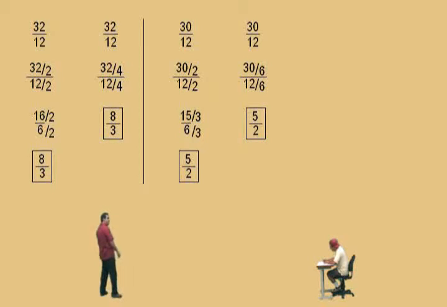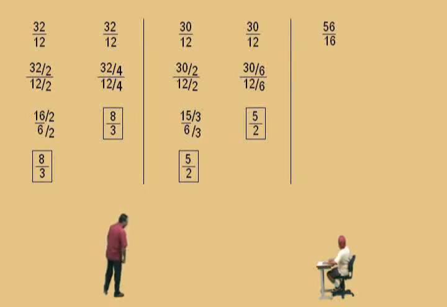Okay, let's do another one. Here we go, Charlie. 56 divided by 16. Don't get scared. This is a tough one. They're both even numbers, so again, we know we can divide by 2. So we'll divide by 2s now.